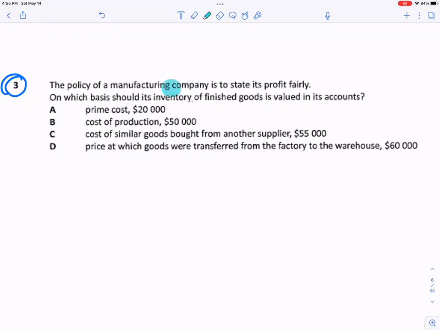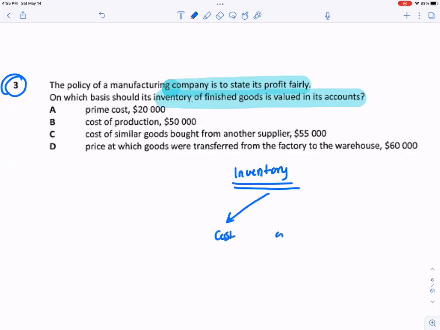The policy of a manufacturing company is to state its profits fairly. So how should we value inventory in the books of accounts? Inventory, do you know the principle of valuing inventory? Inventory should be valued at cost or NRV, whichever is lower.